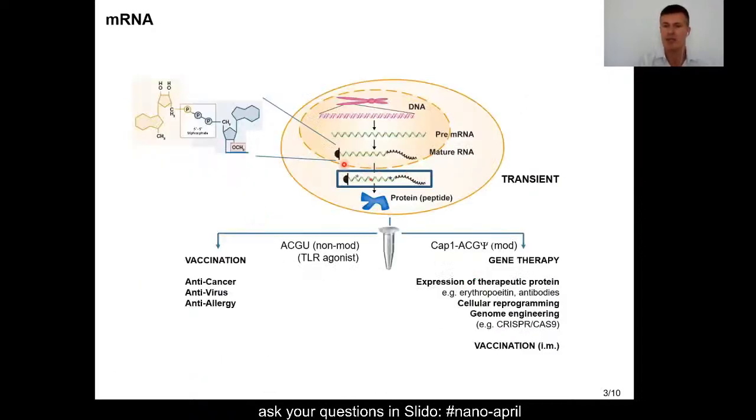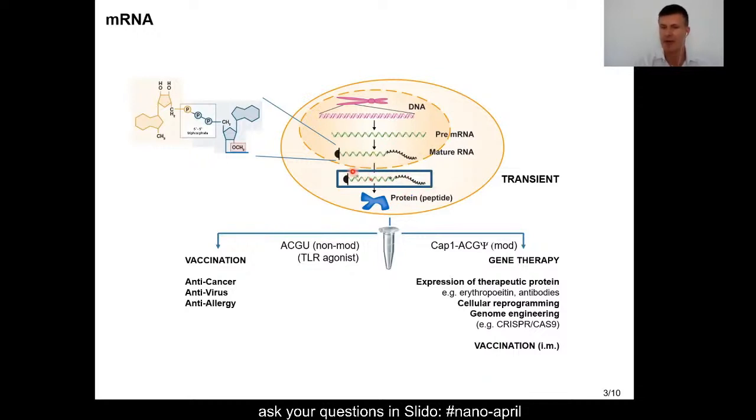mRNA is pictured here. This is a mammalian cell with a nucleus. In the nucleus, you have DNA. Part of the DNA is transcribed into pre-messenger mRNA. In the nucleus, the pre-messenger mRNA is matured. It's capped at the 5' end with this structure, and it's polyadenylated at the 3' end. This capped, polyadenylated mature messenger RNA goes into the cytosol, where it's further modified and translated into a protein.